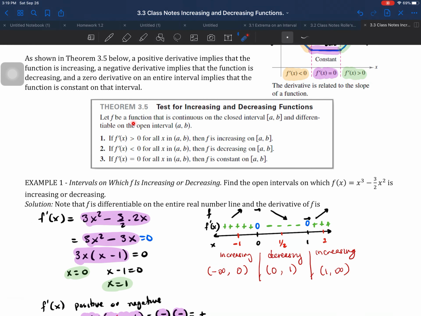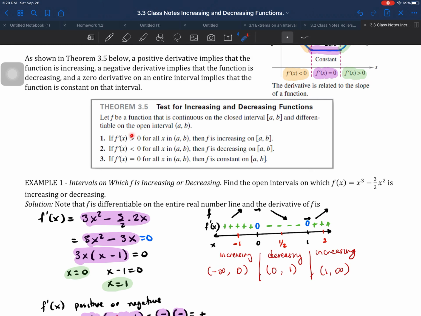If the function f is continuous on a closed interval a to b, and differentiable on the open interval a to b: if the derivative is greater than 0 for all x within this open interval, then f is increasing on the closed interval a to b. If the derivative is negative for all x between a and b, then f is decreasing between a and b. And if the derivative is 0 for all x between a and b, then f is constant on the closed interval a to b.